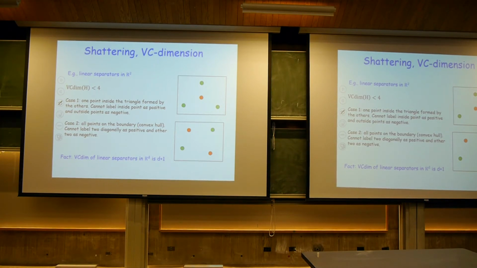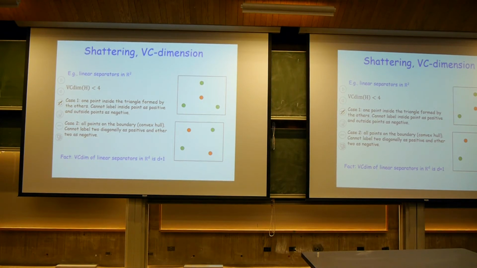Okay? Because if it does so, it would have to somehow label the point at the intersection of these diagonals as both plus and minus, and that's impossible. So that's one case where none of the 4 points is in the convex hull of the others. And so there is a labeling I cannot achieve in that case.